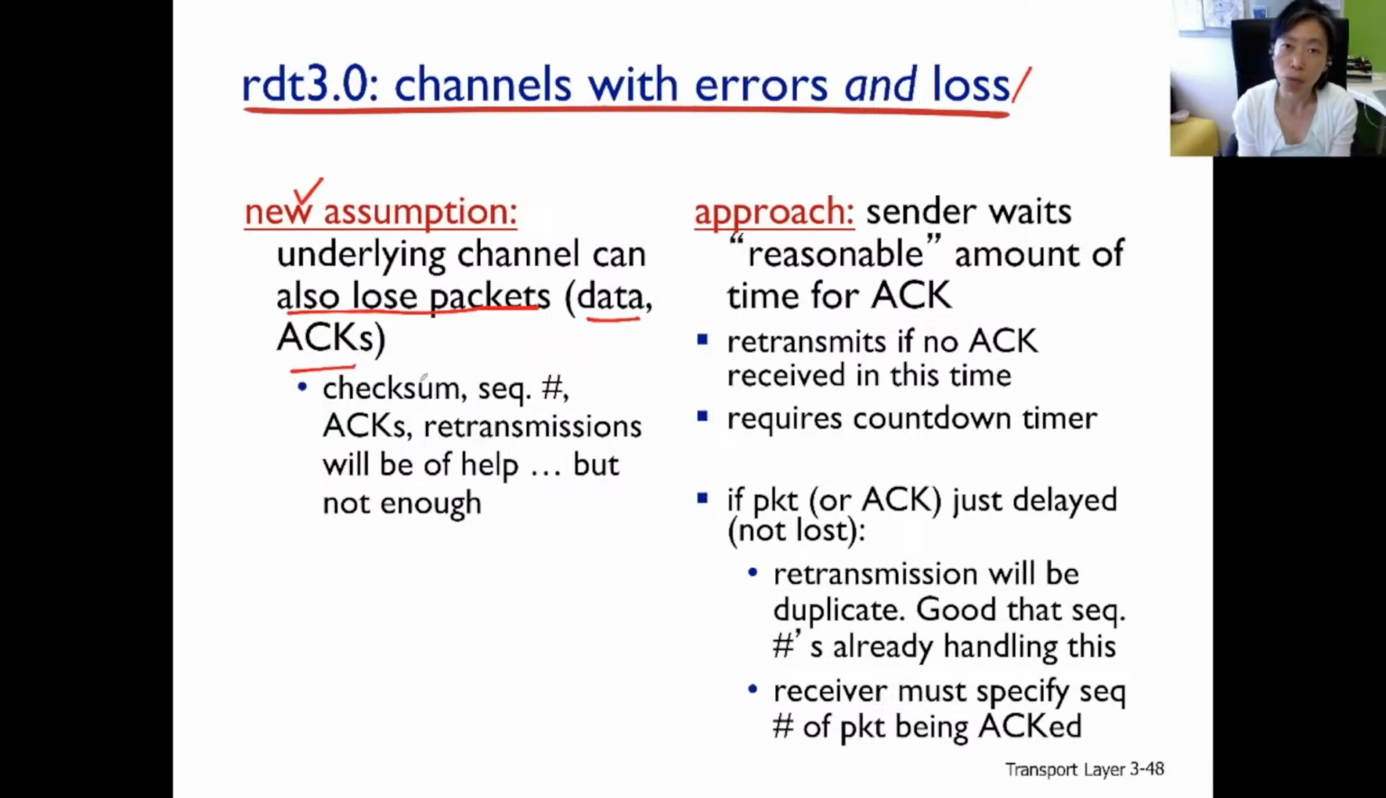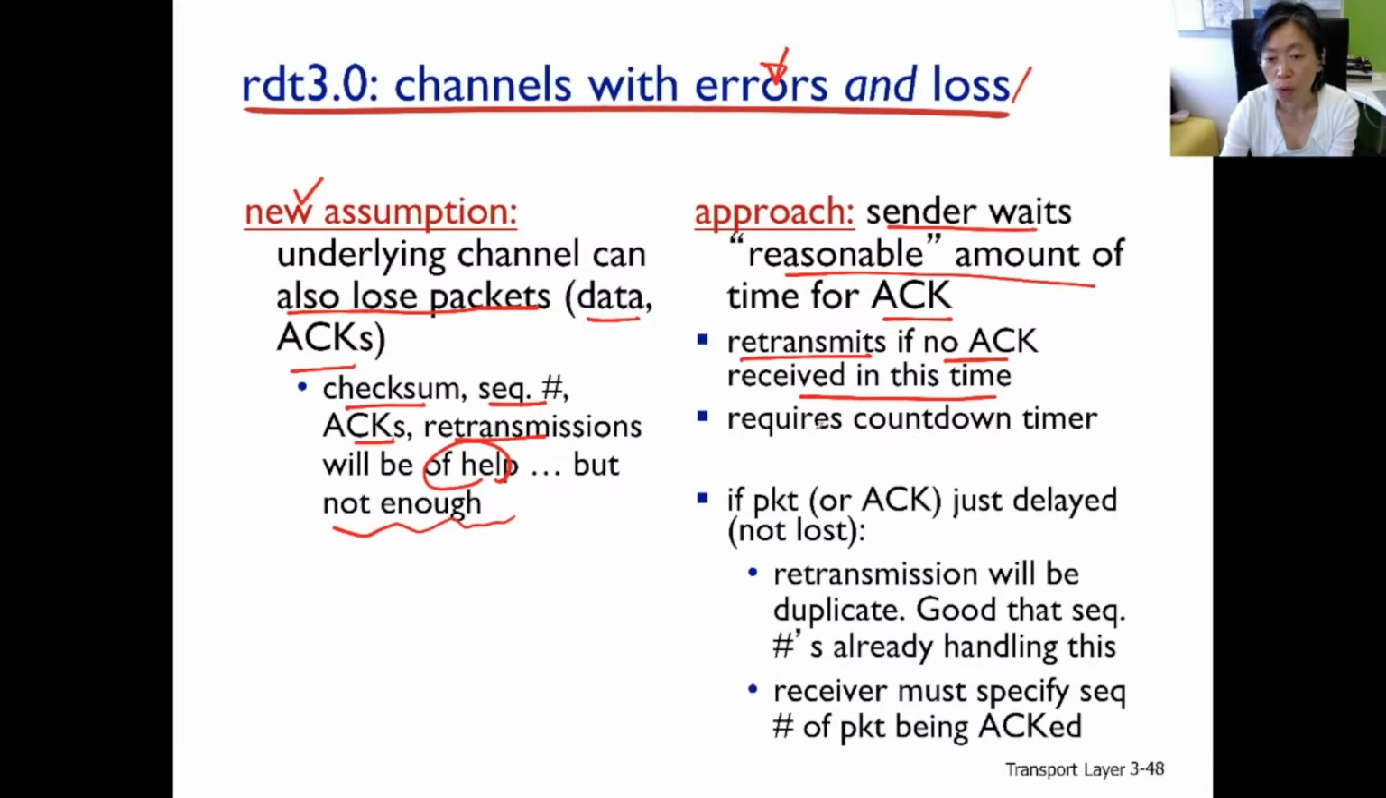Now, all these mechanisms we have in version 2, checksum, ACKs, retransmission, and the sequence numbers to avoid duplicates will help, but only help for bit errors. So, in case of packet losses, not enough. So we need to add extra mechanisms. And the extra mechanism is this: the sender waits for some amount of time for the ACK to come back. If the ACK does not come back within the time window, then retransmit the packet. Okay, so retransmit the data packet if no ACK comes back within that timeout interval.